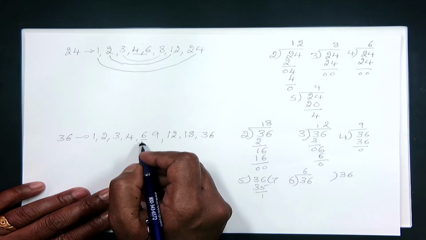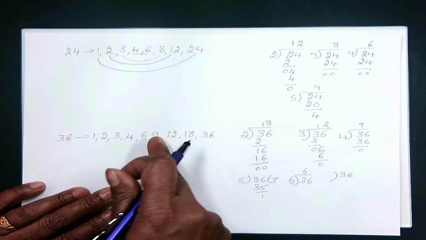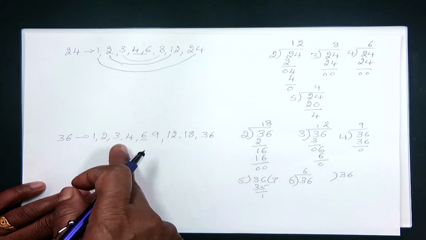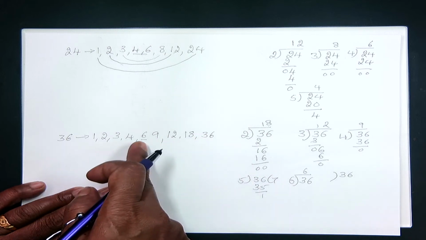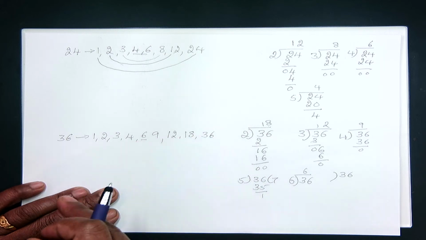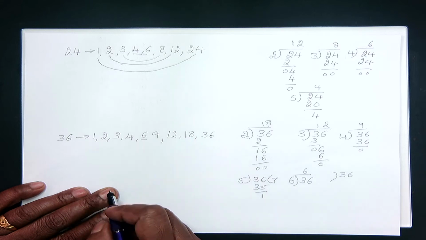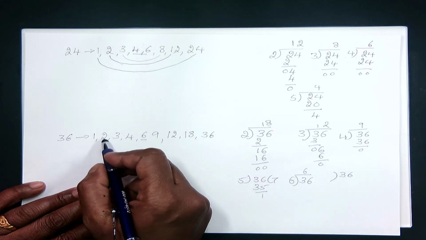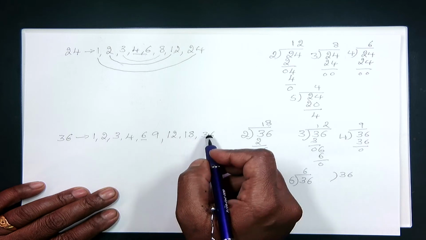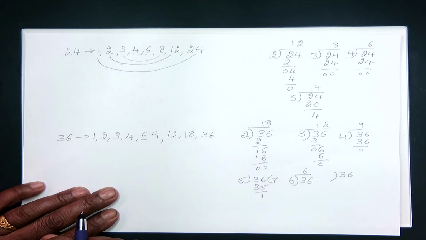After getting the center number, to get the remaining factors of the right side, we can divide by the previous numbers, so that we will get the remaining factors on the right side of the center number. Count the factors 1, 2, 3, 4, and 1, 2, 3, 4. Either side there are 4 factors.